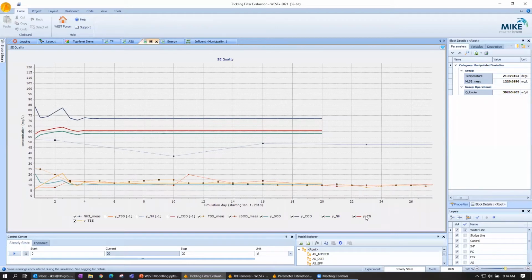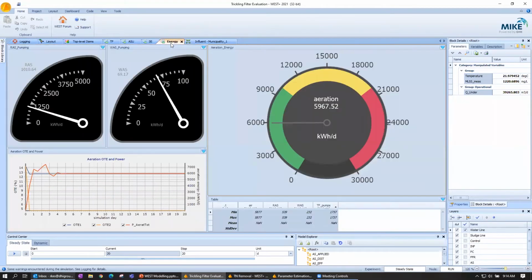And you'll note that total nitrogen leaving the plant up here is like 60 milligrams per liter. So that's going to be our main focus, is how can we reduce that, using the biology and the system that already exists at the plant. And we have this dashboard too, so we can see at a glance how different simulation runs affect return sludge and waste pumping, aeration energy, and here it is again, aeration energy on the big dial in the middle.